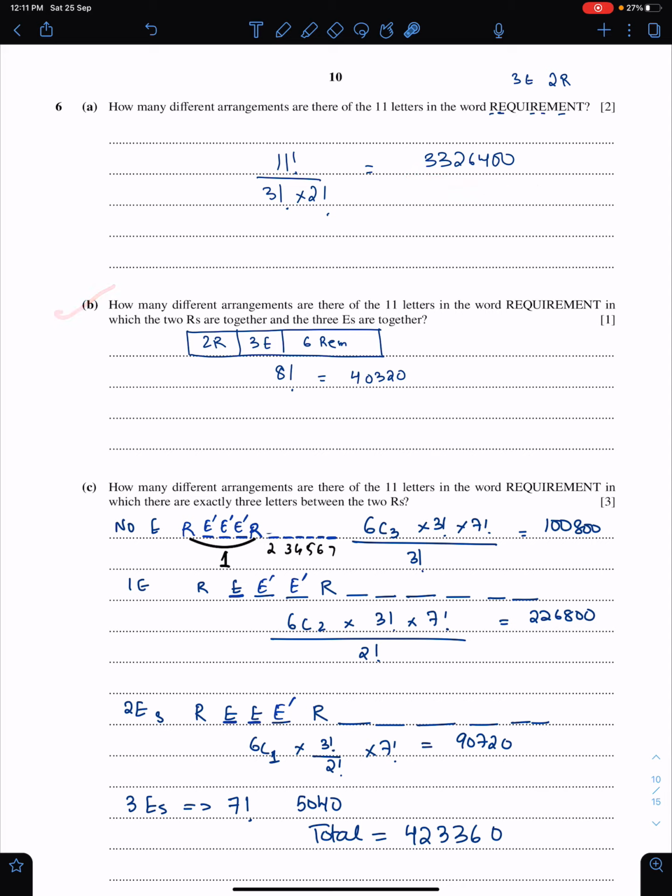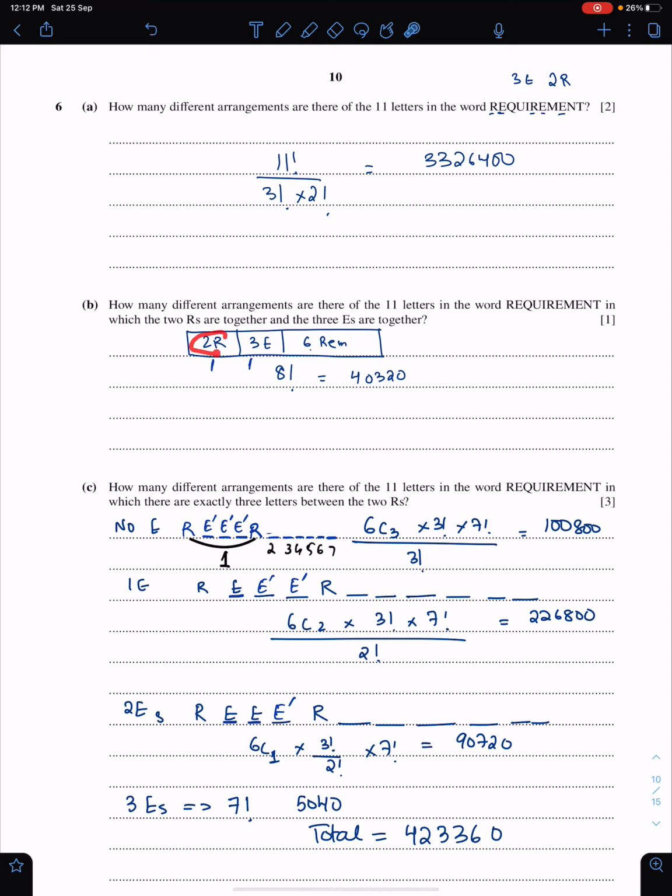Part B. How many different arrangements are there of the 11 letters in the word requirement in which the 2 R's are together and the 3 E's are together? So 2 R's should be here, 3 E's should be here, and the remaining letters are 6. So these are 8 objects. This is object number 1, this is object number 2, and these are 6 objects. So one object, one object and 6 objects. This will give you total 8 objects, so 8 factorial.